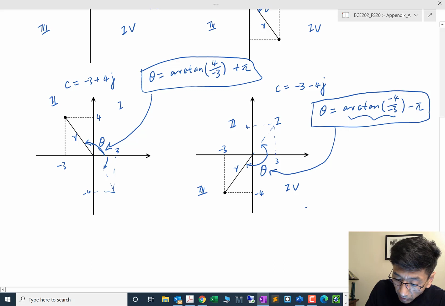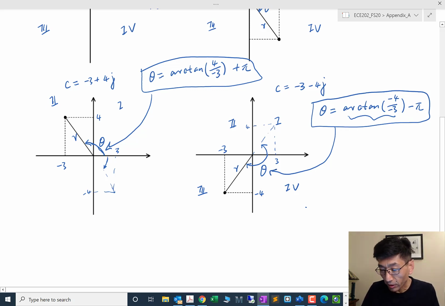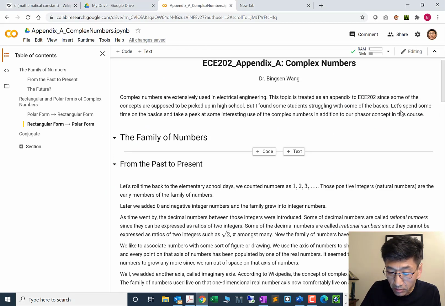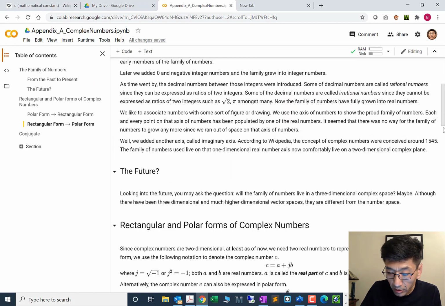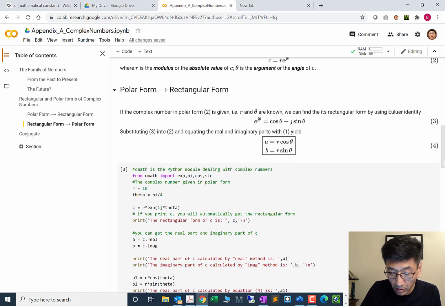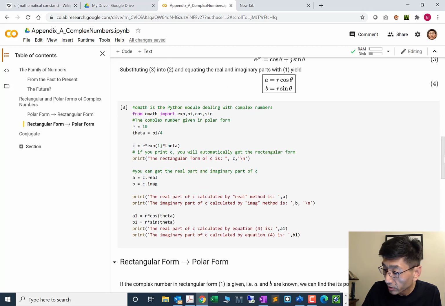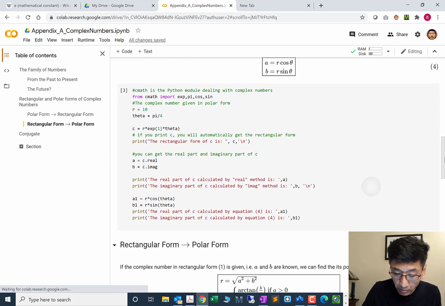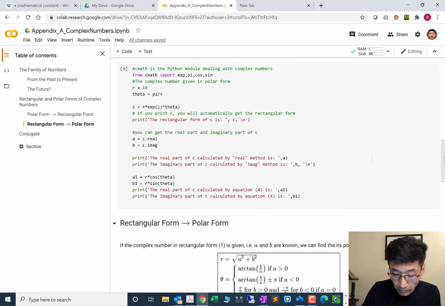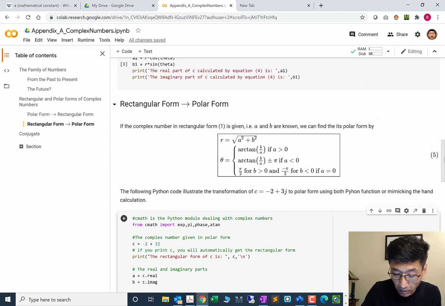Let's test whether this really works. I have a little Python code in the notes. I'm not going to go through the Python notes for the polar to rectangular, because that's easy, right? I try to avoid using that mouse because the clicking sound will be picked up by the mic. So let's see, from the polar to rectangular, the first example here is C is -2 plus 3j.